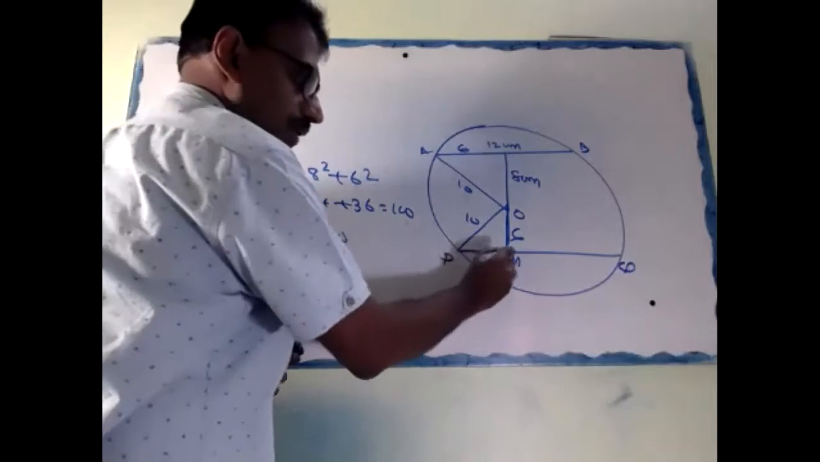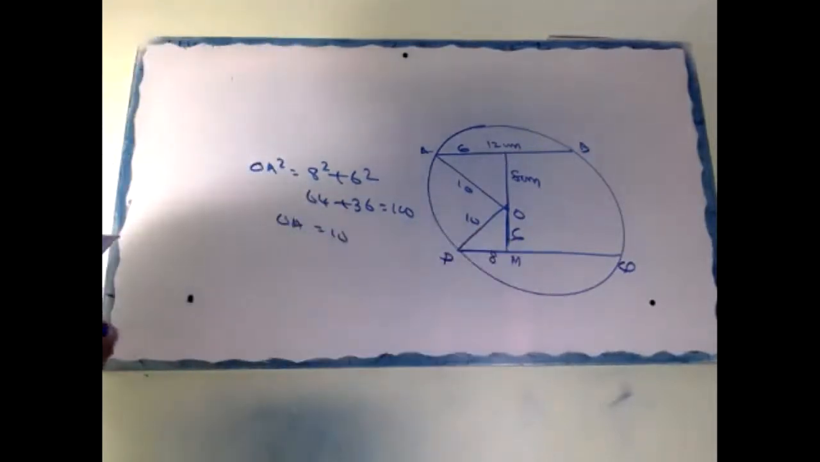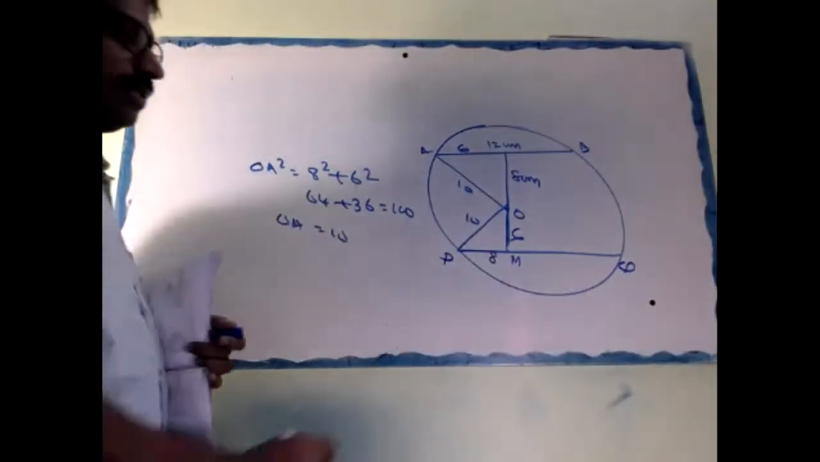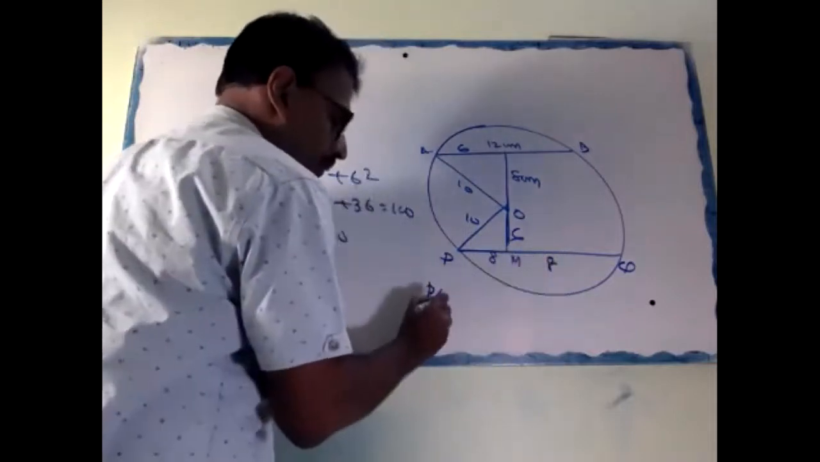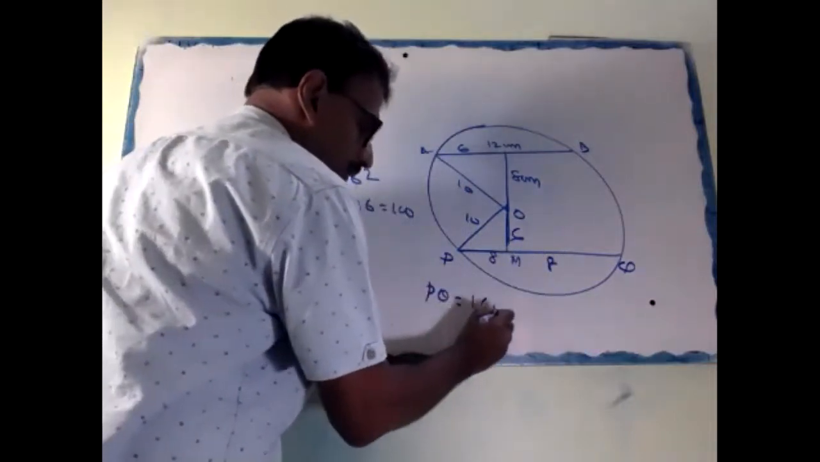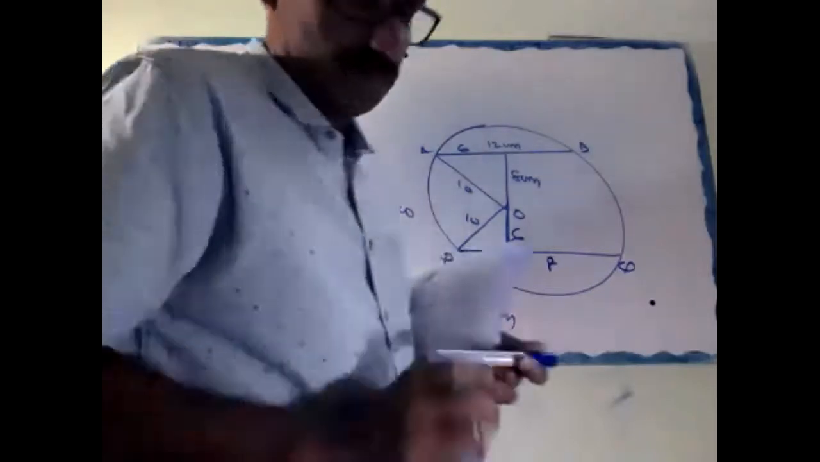So this is 8. 10 square minus 6 square, that is 64, root is 8. So it's also 8. Therefore, PQ equal to 16 centimeter.